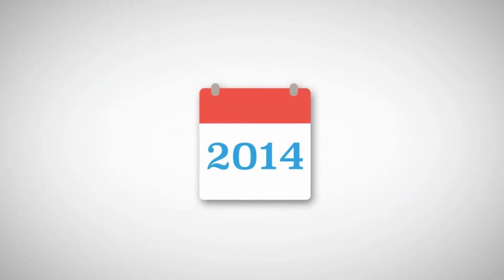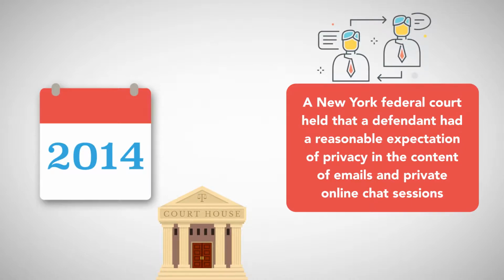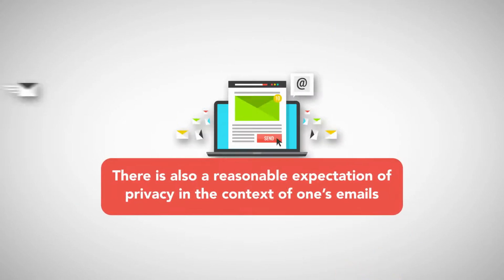In 2014, a New York federal court held that a defendant had a reasonable expectation of privacy in the content of emails and private online chat sessions, even though his internet service provider facilitating the communications warned the defendant through its policies that it might be monitoring his activity. There is also a reasonable expectation of privacy in the context of one's emails.